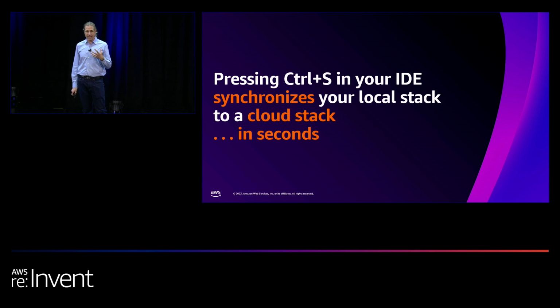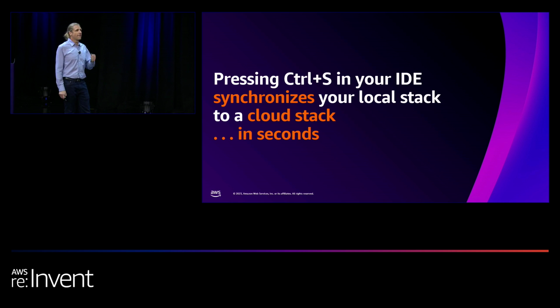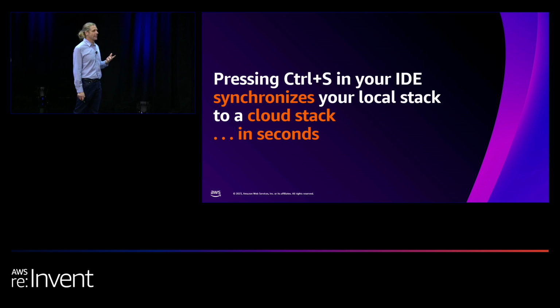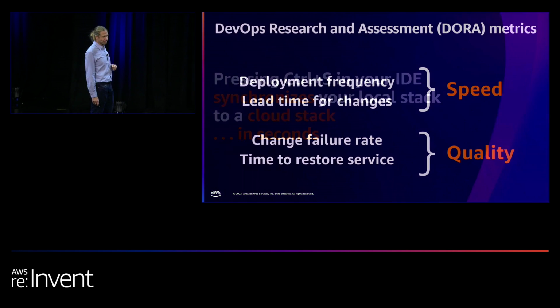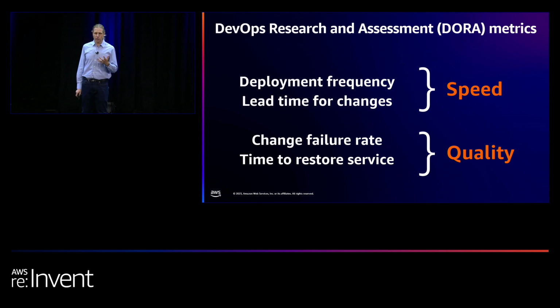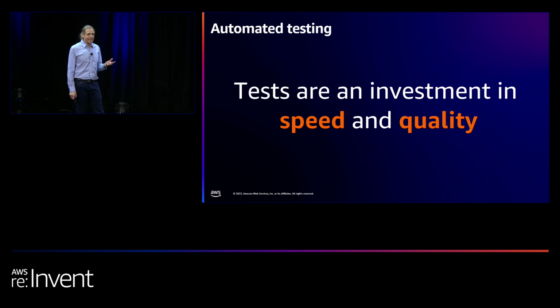This really does change the way you build serverless applications in the cloud, giving you the best of both worlds: a fast local development experience and using real cloud resources. Now, linking back to those DORA metrics I was talking about earlier, about getting things into production quicker: remember, we want both speed and quality. Automated testing is the way to get there. Good testing is an investment in that speed and in that quality.